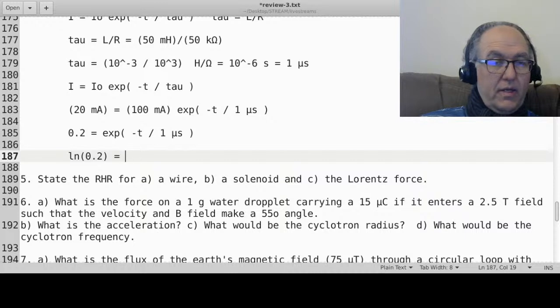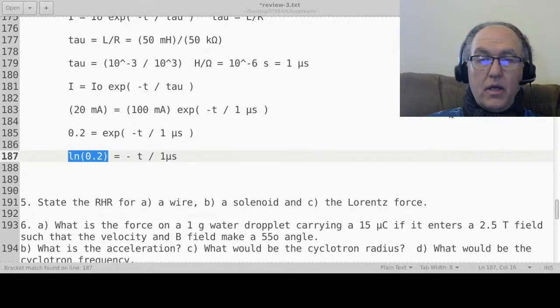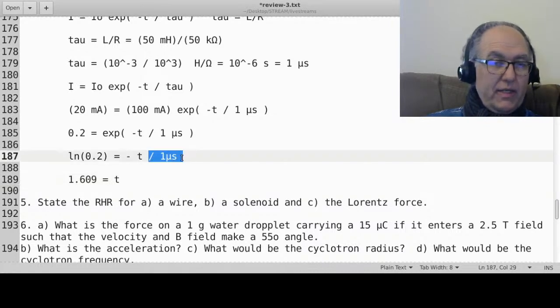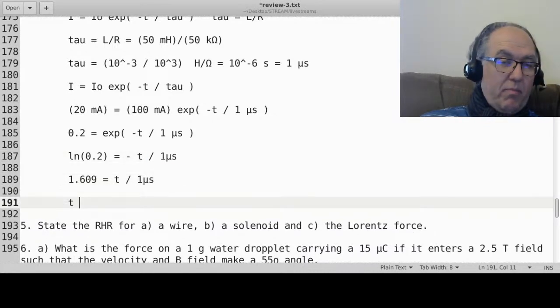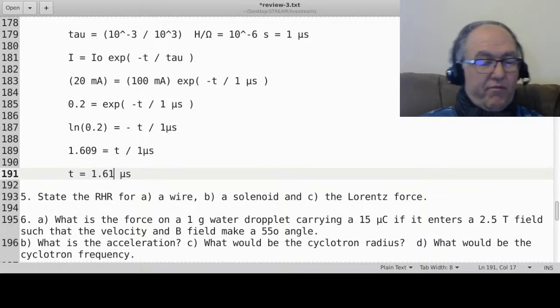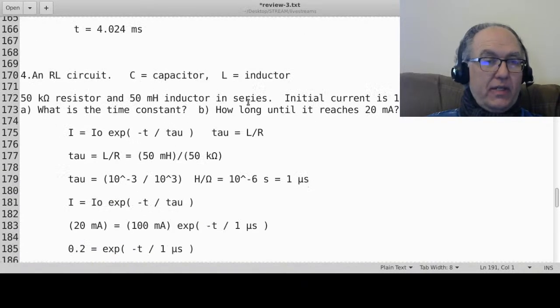Take the natural log of both sides, just like we did above. That's going to equal minus t divided by 1 microsecond. The natural log of 0.2 is, we just had this number, but there it is. That's going to equal minus t divided by 1 microsecond. Multiply both sides by 1 microsecond, and you're going to get that. We should round off to 3 significant figures. So there it is, it's going to be 1.61 microseconds. So there we go. That answers this question here.